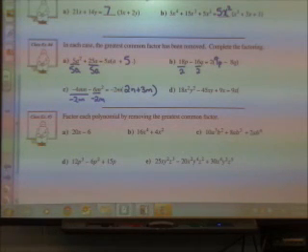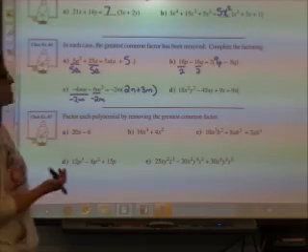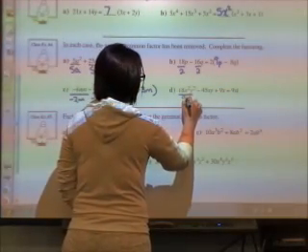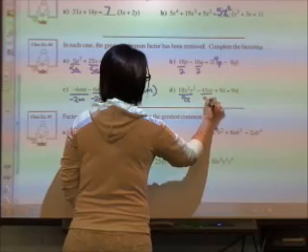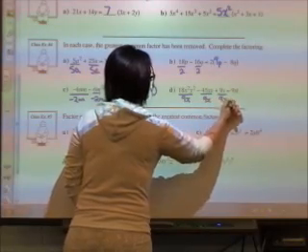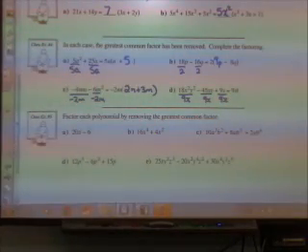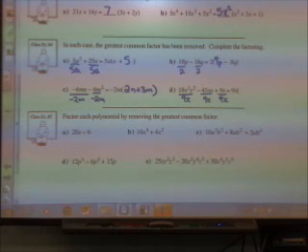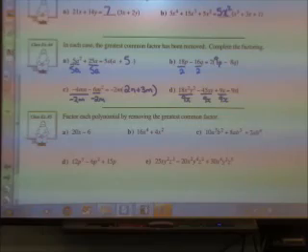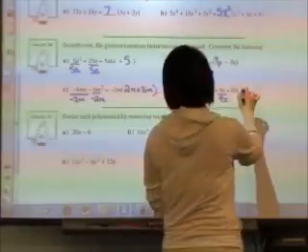If I look at D, the factor that has been removed is 9x. So it's dividing each term by 9x. So 18x squared y squared divided by 9x would equal 2xy squared.